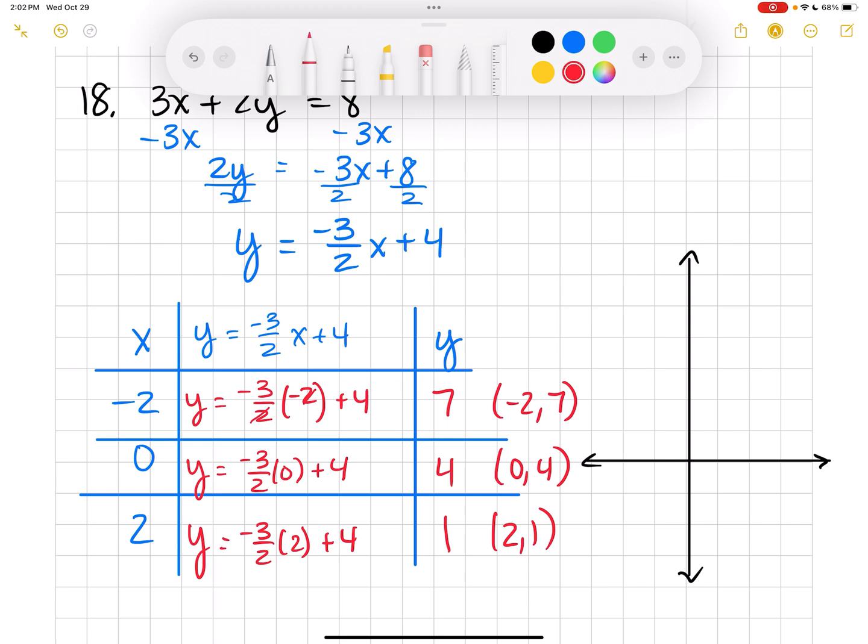All right, left 2, up 7. I don't think I made this graph big enough. Just a little bit too small. 0, 4, stay on the axis, go up 4. And then 2, 1, go right 2, up 1, and connect them.